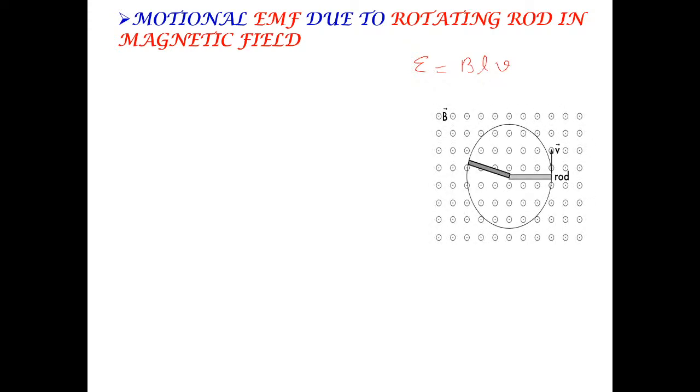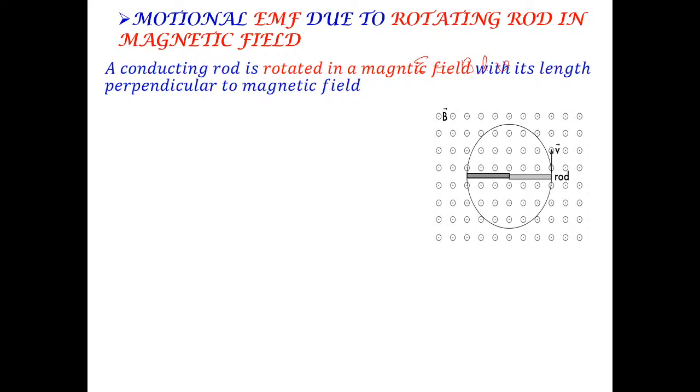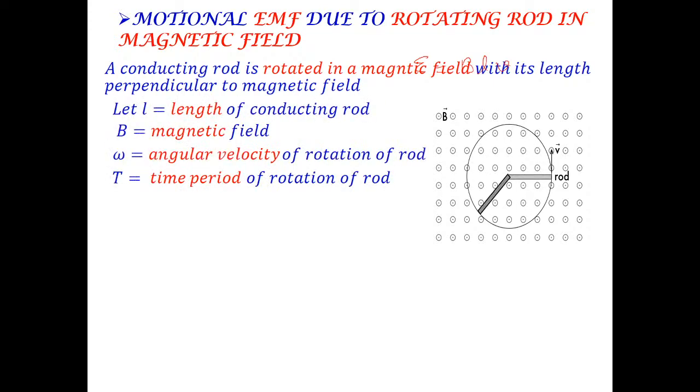See what happens in the case of a metallic rod if it is rotating like this. What will be the EMF induced between the ends of the metallic rod if it is moving in a rotational path in a uniform magnetic field? We know that L is the length of the conducting rod, omega is the angular velocity of the rotation of the rod, and T is the time period.